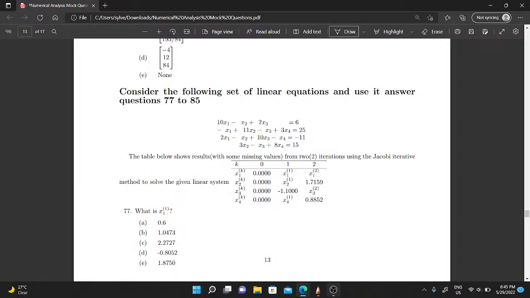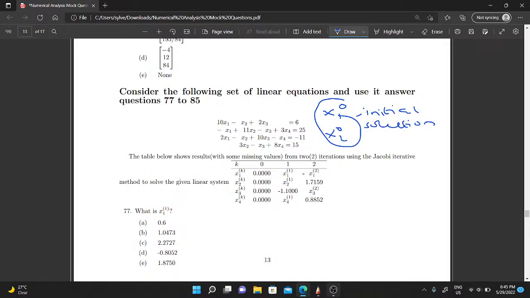All right. So the table below shows results with some missing values from two iterations using Jacobi iterating method to solve the given linear system. So here, these are your k values, right? And your x values here are to the power k. So when k is 0, that means you have x1 to the 0, x2 to the 0. And what we know is these values are our initial solution. So when k is 0, the values they're giving here is your initial solution.